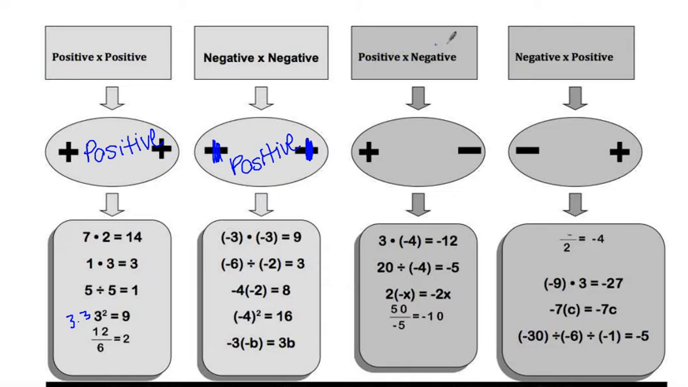And then for positive times a negative, that is going to be negative. So positive times a negative is a negative. And then negative times a positive, same thing, is going to be a negative. So anytime that they're both the same, they're automatically going to be positive. Anytime that they're different, they're going to be negative.